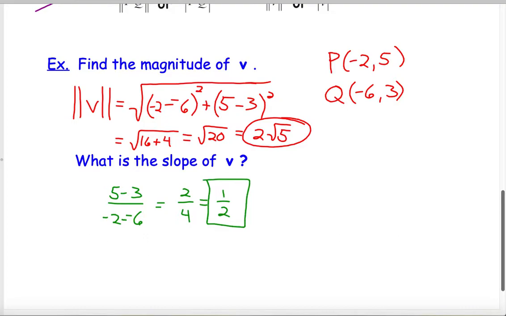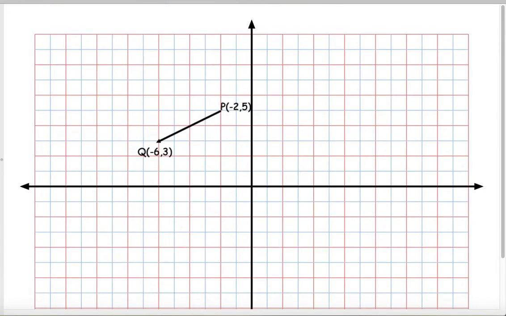Easy enough. Now, instead of using the distance formula from the picture, we could have always done the Pythagorean theorem, which is where the distance formula comes from. This has a vertical change of 2. This has a horizontal change of 4. Hence, that's where we had the 2 squared plus 4 squared, and then took the square root of that.